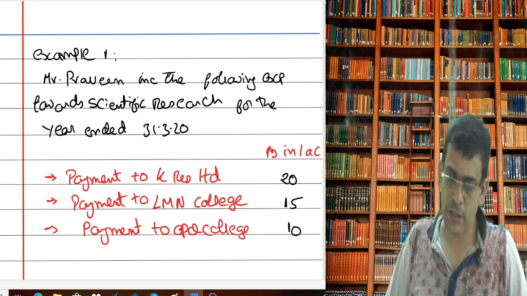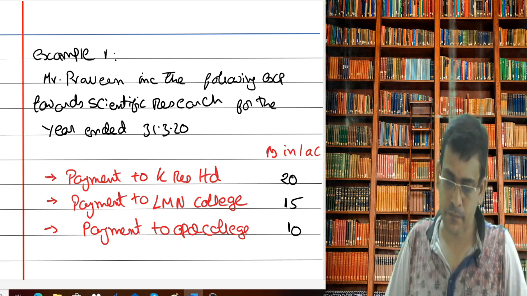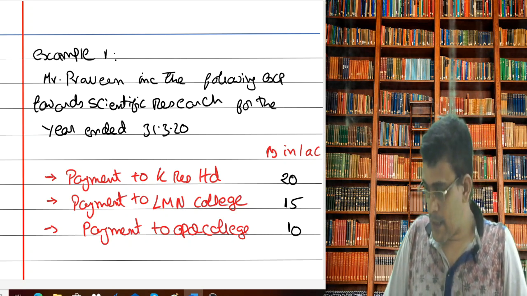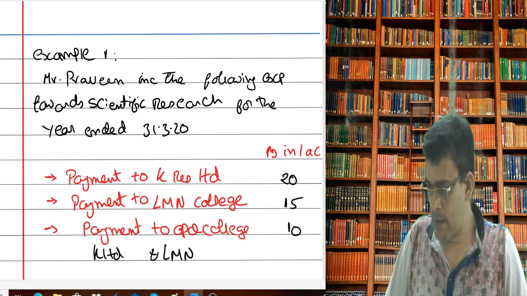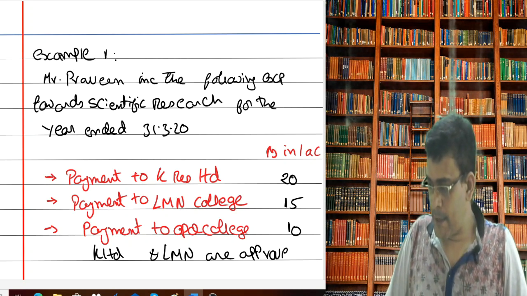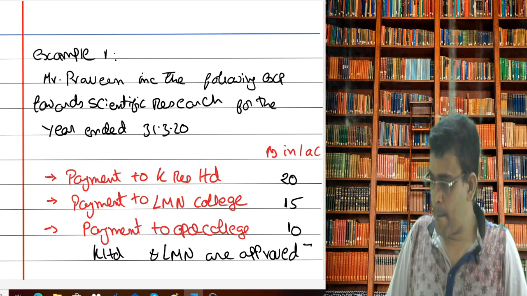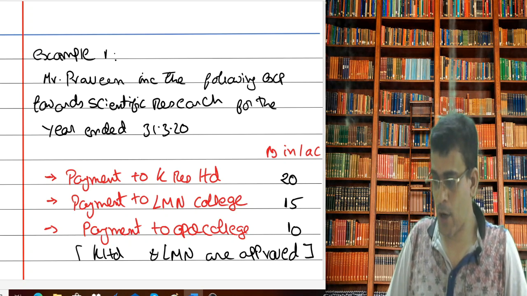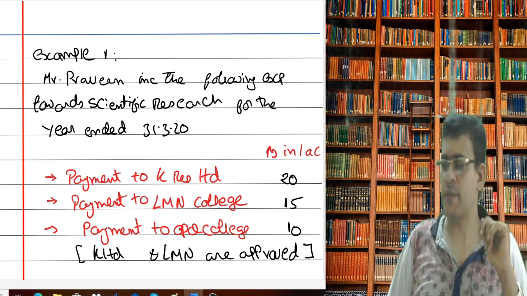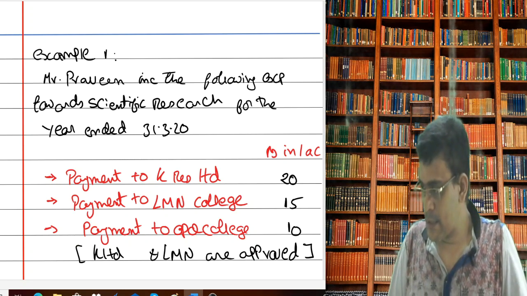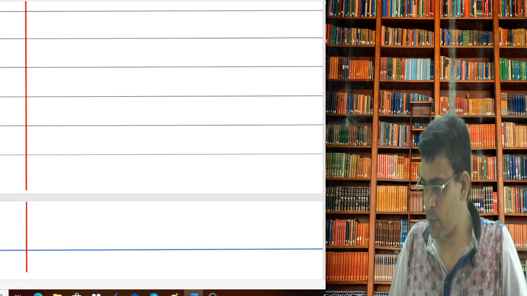Now what is mentioned? It is mentioned that K Limited and LMN college are approved. Means what? OPQ college is not approved. That's the meaning of it. Now, let us take the next contribution.